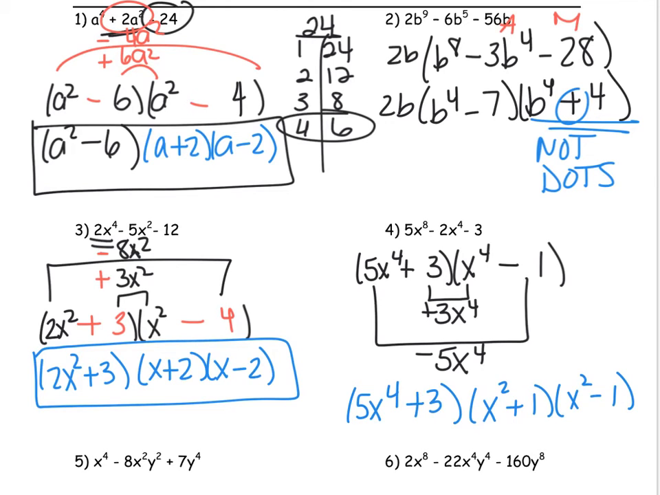Did anybody get anything different? Well, you should have seen that this is dots again, so that means my final answer is 5x to the 4th plus 3, x squared plus 1, and then x plus 1, x minus 1. All right, awesome. Let's see if we could try example number 5 and 6.